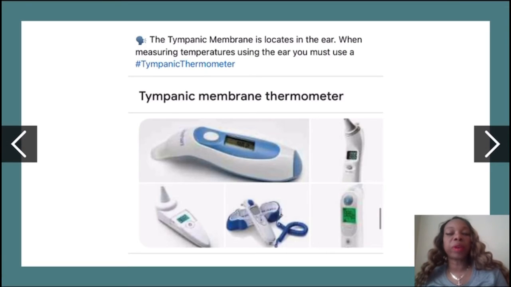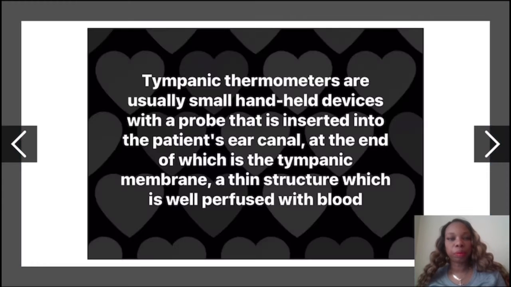The tympanic membrane is located in the ear. This tympanic membrane has also been seen on the state exam. When measuring temperatures using the ear, you must use a tympanic thermometer. And there is a picture of the thermometer on this slide. Tympanic thermometers are usually small handheld devices with a probe that is inserted into the patient's ear canal, at the end of which the tympanic membrane, a thin structure which is well perfused with blood, is present.